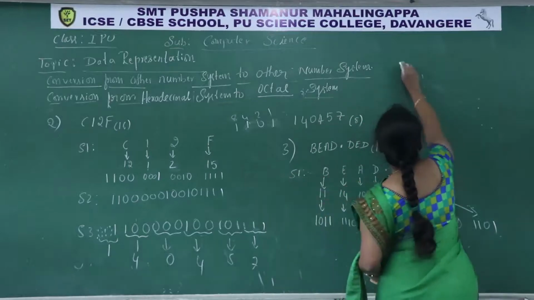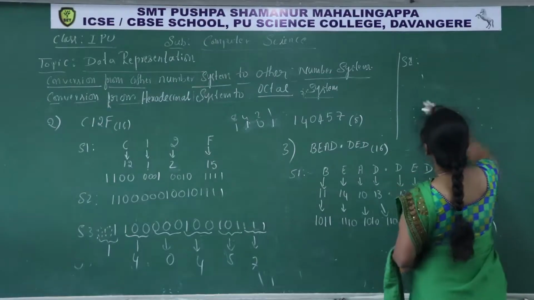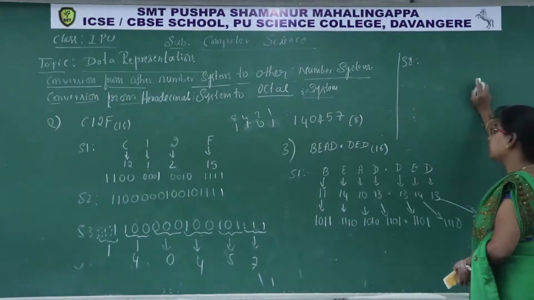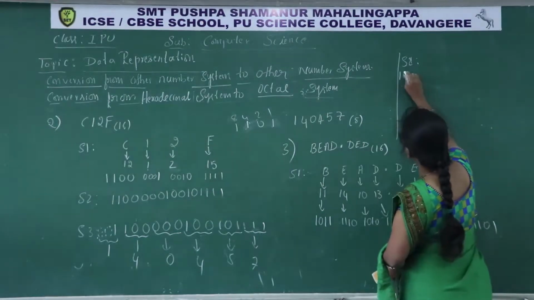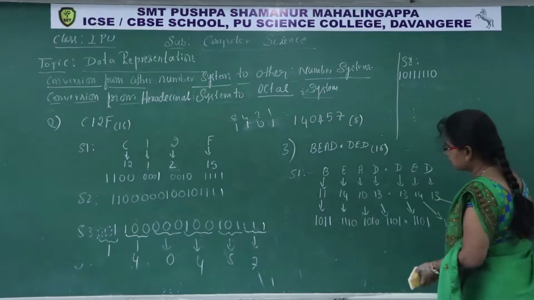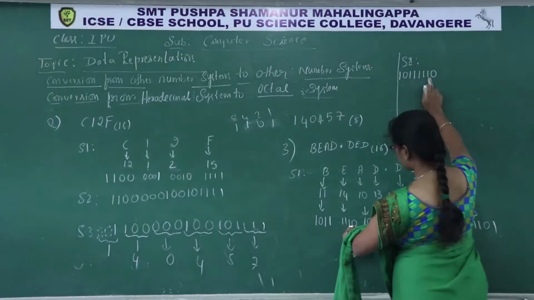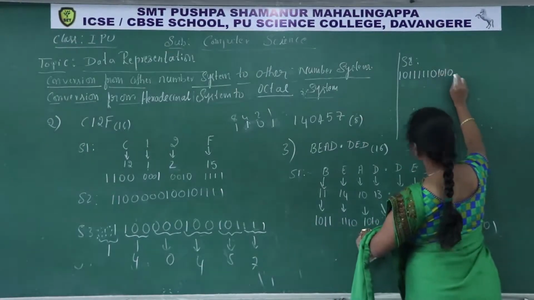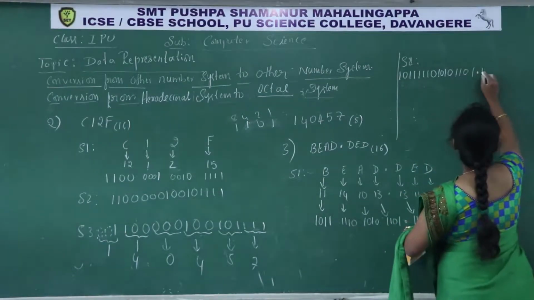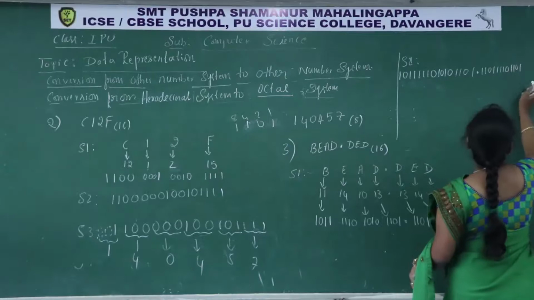In the next step, step 2, we have to make groups of 3 bits. For the integer part we have to start from the LSB, and for the fractional part start from the MSB. What I am doing is writing all these bits together: 1011 1110 1010 1101 point 1101 1110 1101.